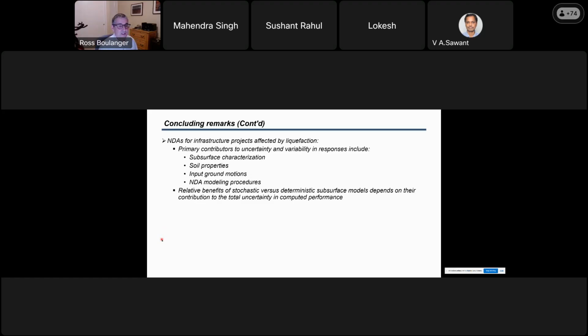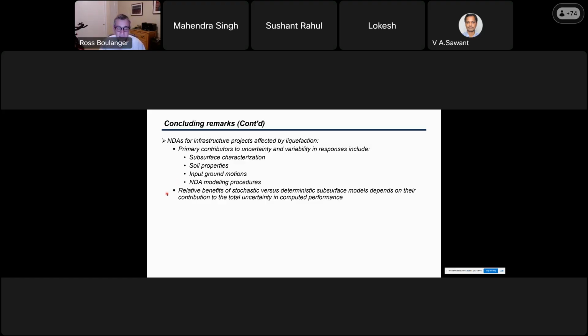We then move to NDAs for infrastructure projects. Here I want to point out that when you look at applying these types of more advanced tools, the uncertainties that you have to deal with include the subsurface characterization, the soil properties, the input motions, but they also include your modeling procedures. And so it's very important that the person running these models pay attention to good industry practices for performing nonlinear dynamic analyses, documenting the results, and getting them reviewed.